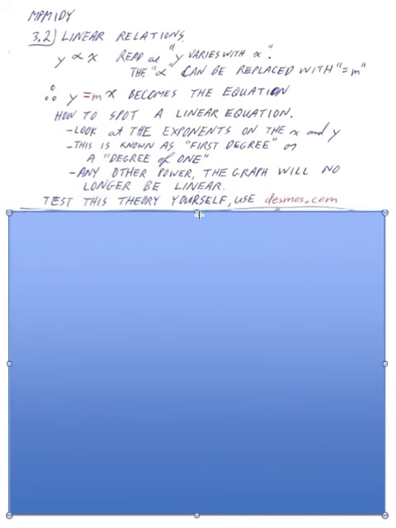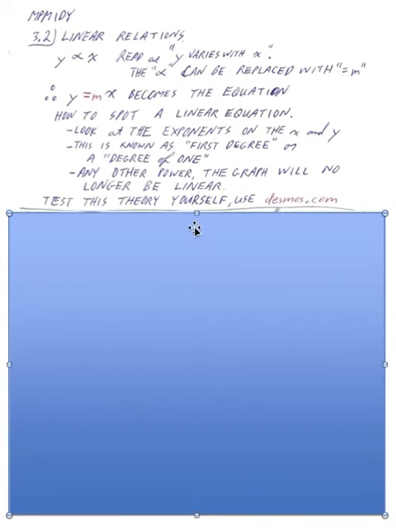I challenge you to try downloading or going on to desmos.com, punch in any equation you want. Don't go too crazy. As long as you have different exponents, you'll see that it stops being a straight line like I said.